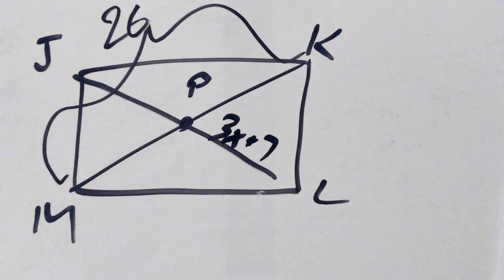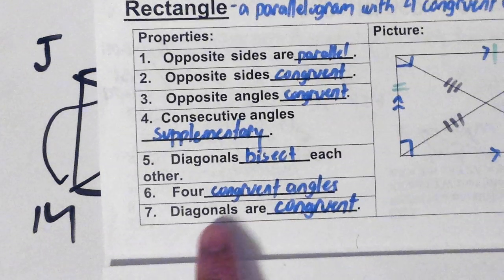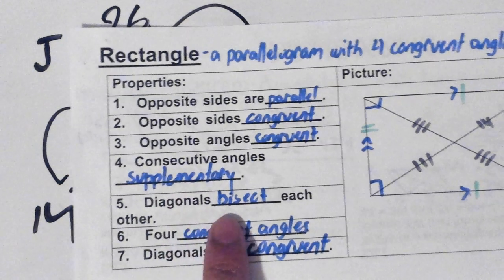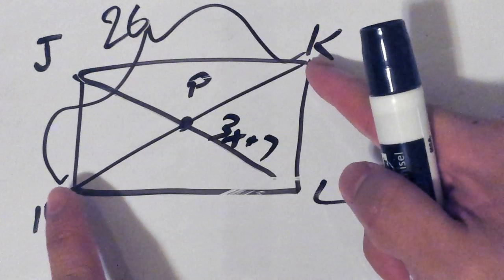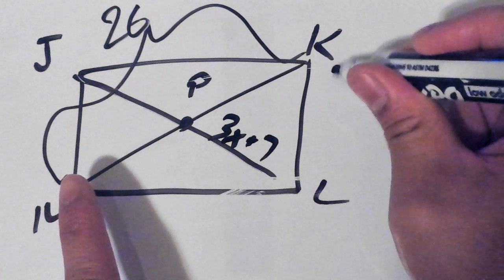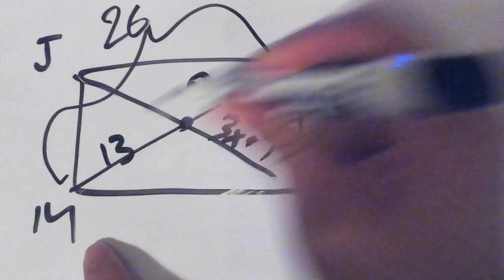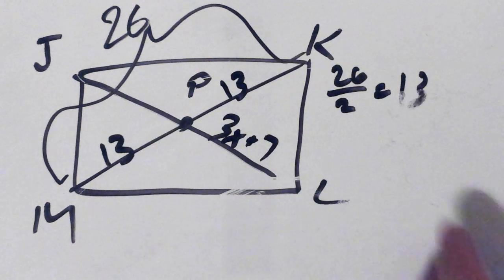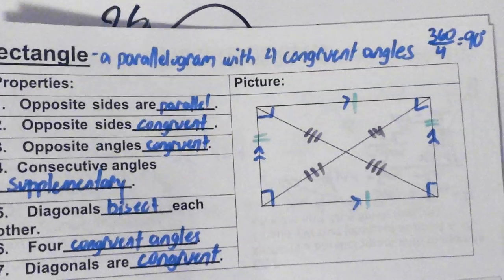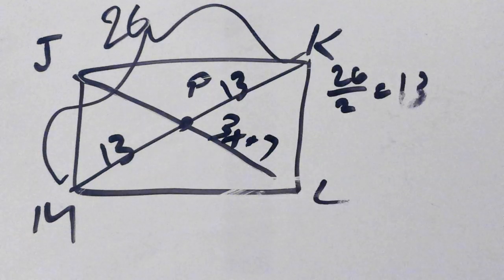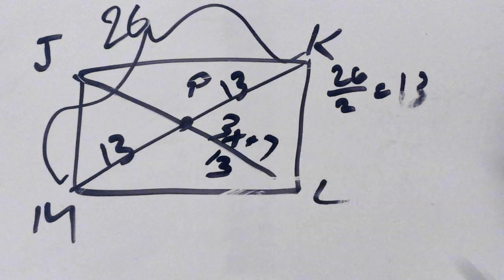Okay, so this goes with property number 7. Diagonals are congruent. And the other property from parallelograms, diagonals bisect each other. So this whole segment right here is 26. If I bisect it, cut it in half, that gets me 13. So this part's 13, that part's 13. And going from property 7, in a rectangle, all four segments of the diagonals are congruent, which means that this part right here is also 13.